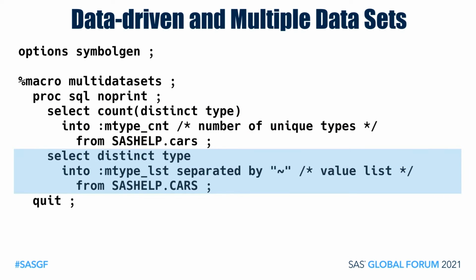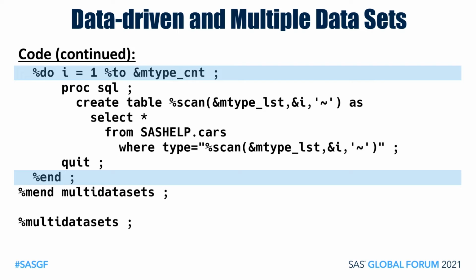The second macro variable we're going to create is called a valueList macro variable. It is also specified with the INTO clause in the SELECT query, but we're also going to specify the SEPARATED BY keyword so that we differentiate one value from the next. And the separating value that we're going to use is a tilde character. This valueList macro variable is going to be displayed in alphabetical order using the DISTINCT and then the type variable from the sashelp.cars.